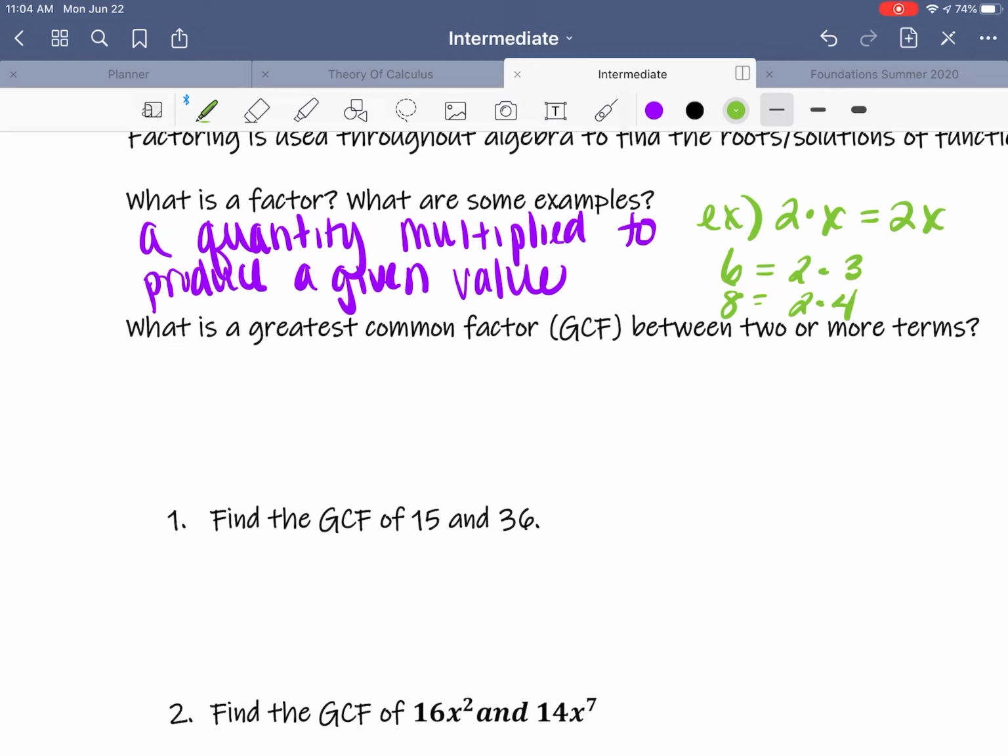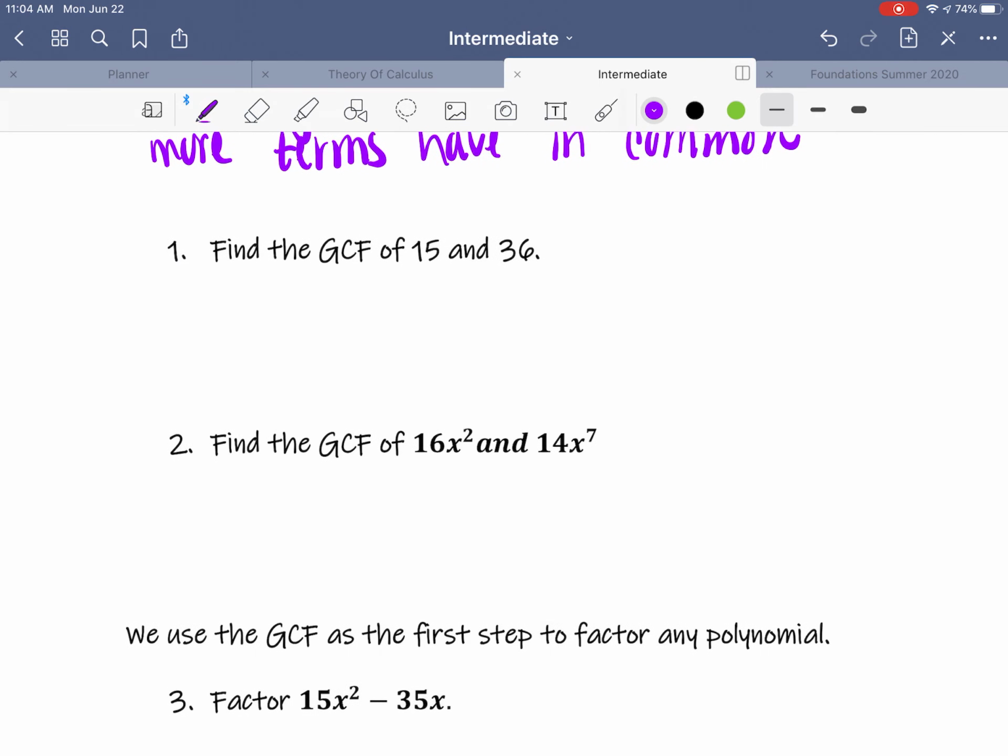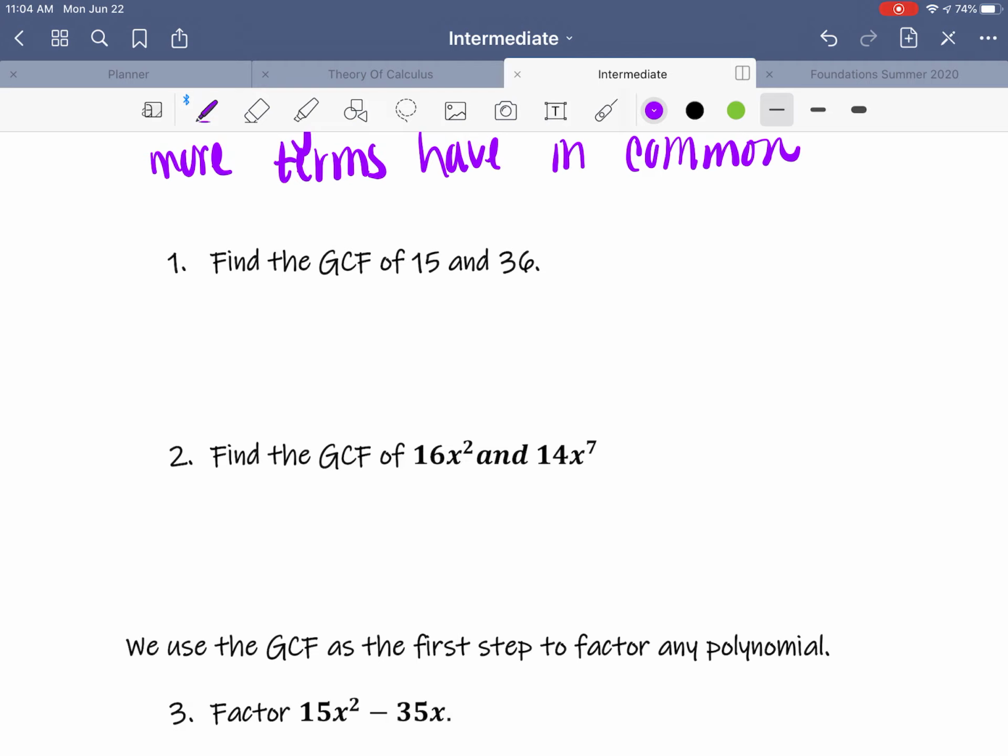So the greatest common factor between two or more terms is kind of in its name. It is the largest factor that two or more terms have in common. So it's literally the largest factor that goes into both terms. Let's look at an example. There's several ways you can find a greatest common factor. Obviously, you can kind of look at it.